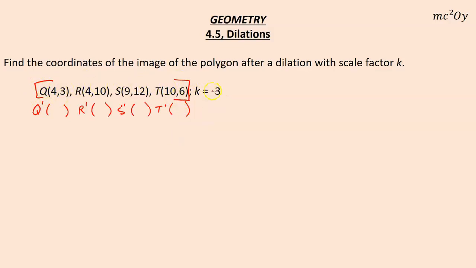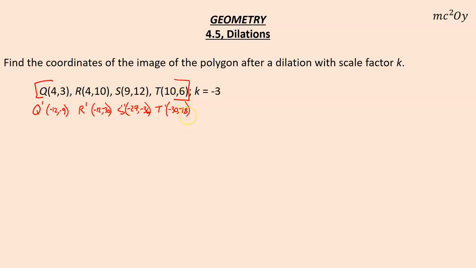Okay, so I'm going to go 4 times negative 3. It's going to give me negative 12. Negative 3 times negative 3 is negative 9. 4 times negative 3, negative 12. 10 times negative 3, negative 30. 9 times negative 3, negative 27. I better give myself a little more room here. 12 times negative 3, negative 36. 10 times negative 3, negative 30. 6 times negative 3, negative 18.